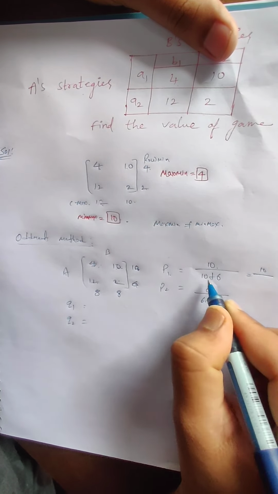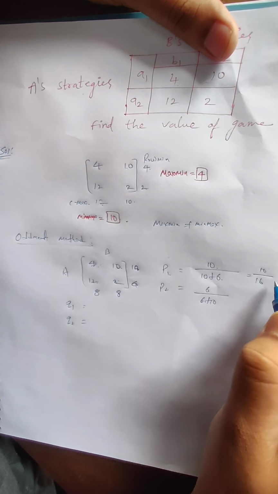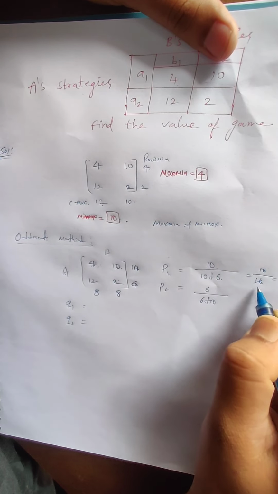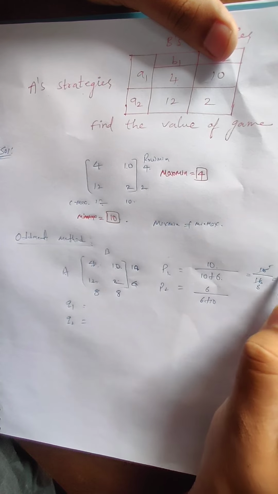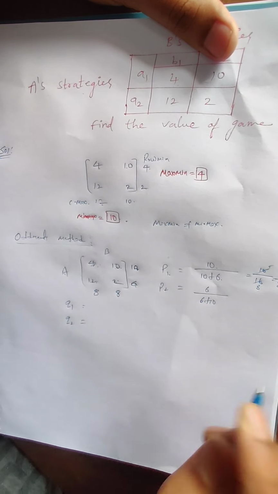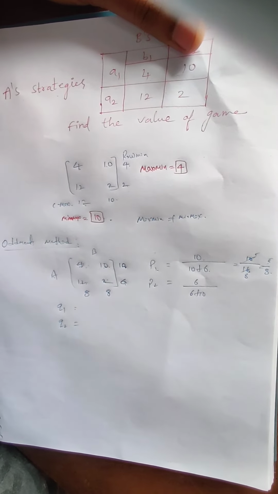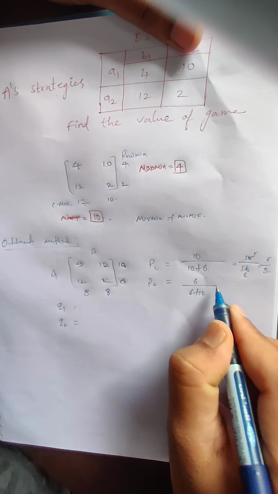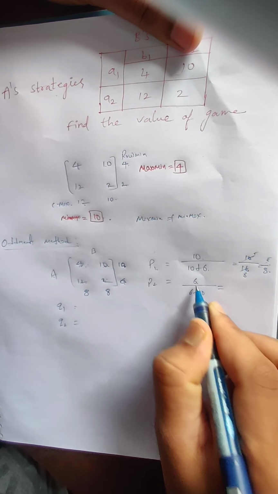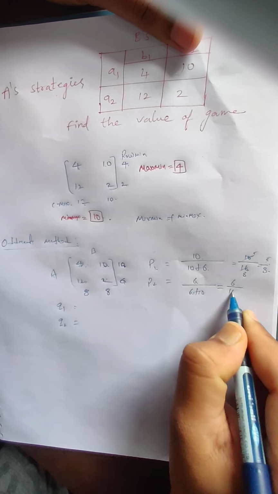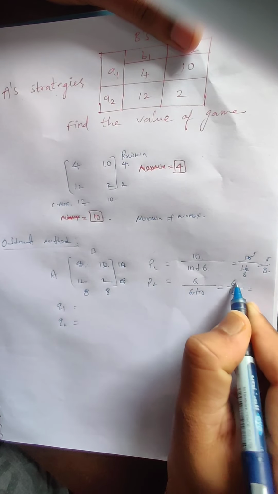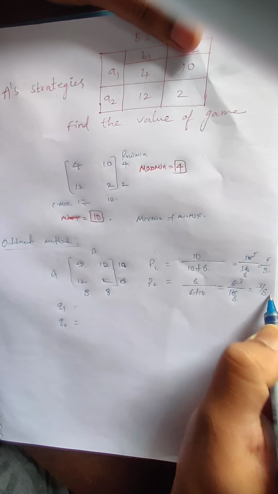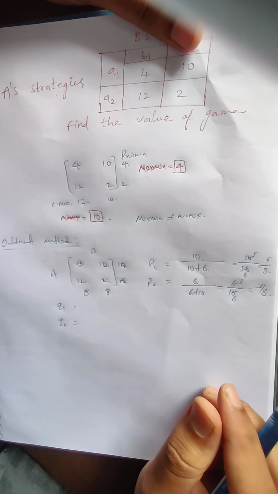10 divided by 10 plus 6, 16. So further simplified, 2 8s are 2 5s are, then the value is 5 by 8. So 5 by 8 is the value. Again consider for the P2, that is 6 by 10 plus 6, 16, equal to 2 8s are 2 3s are, that is 3 by 8. So we got the probabilities of P1 as well as P2.